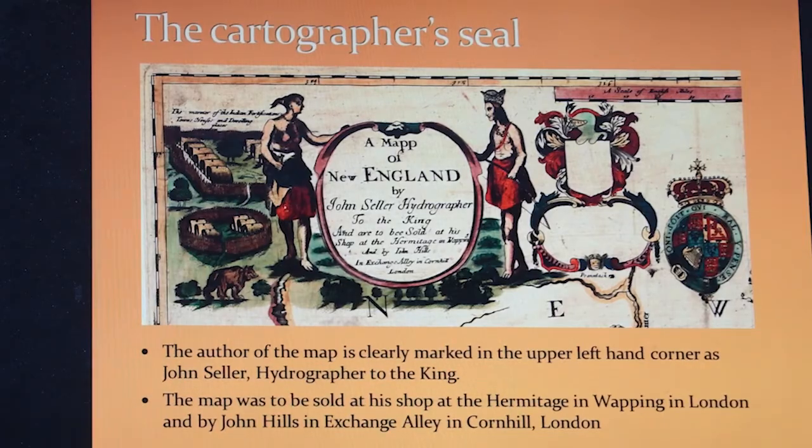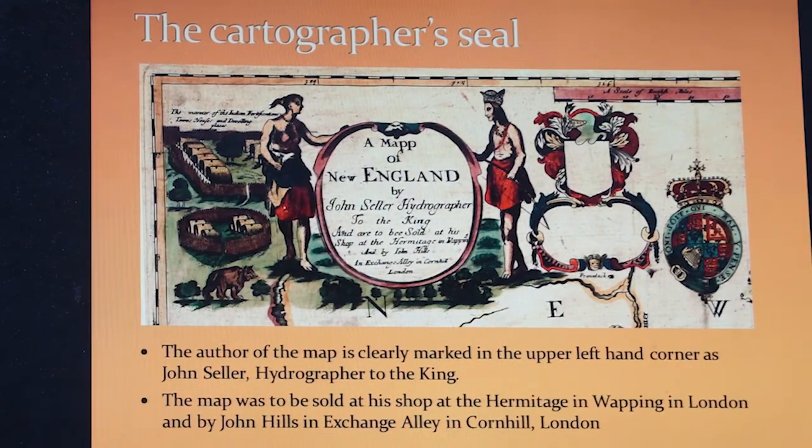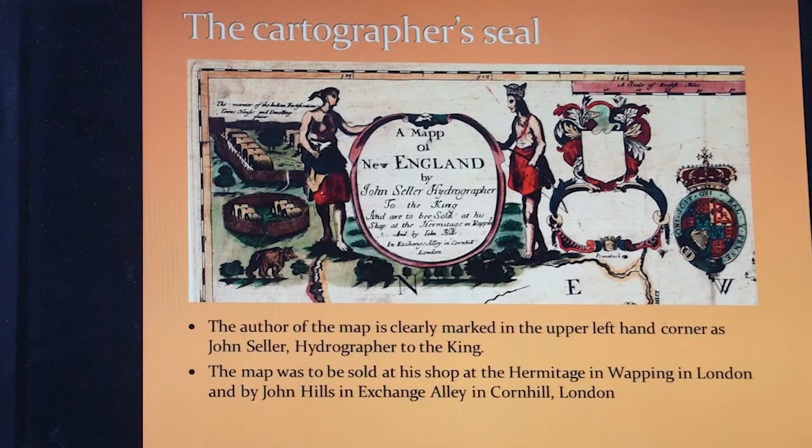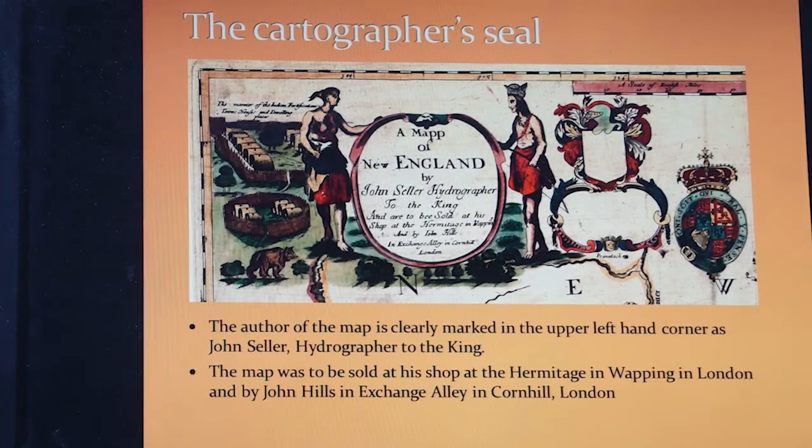The author of the map is clearly marked in the upper left-hand corner as John Seller, hydrographer to the king. The map was to be sold at a shop at the Hermitage in Wapping in London, and by John Hills in Exchange Alley in Cornhill, also in London.